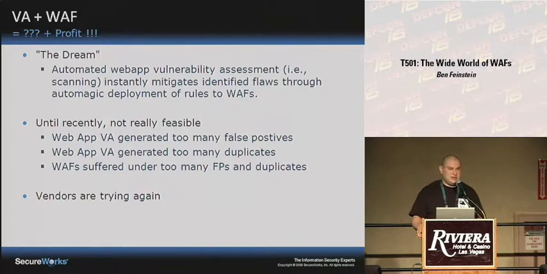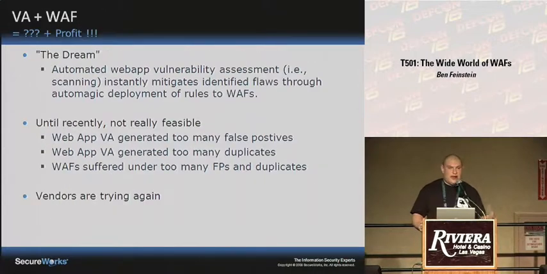Web scanners generated way too many false positives. A lot of the vulnerabilities identified were actually duplicates. And because of this, the rules that would be automatically generated had many false positives and many duplicates, so performance would suffer. Vendors are trying again now.